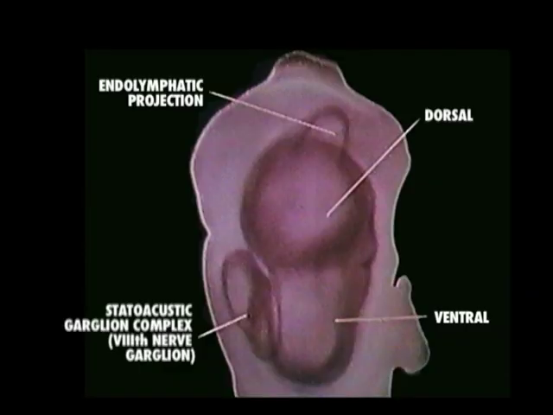The 12-day otocyst, which has been in culture for 12 hours, consists of a dorsal portion, a ventral portion, the statoacoustic ganglion complex, and the endolymphatic projection. The otocyst is surrounded by mesenchyme. This sequence is an actual time-lapse motion picture of the growth of a 12-day otocyst for the next 6 days in the organ culture dish.